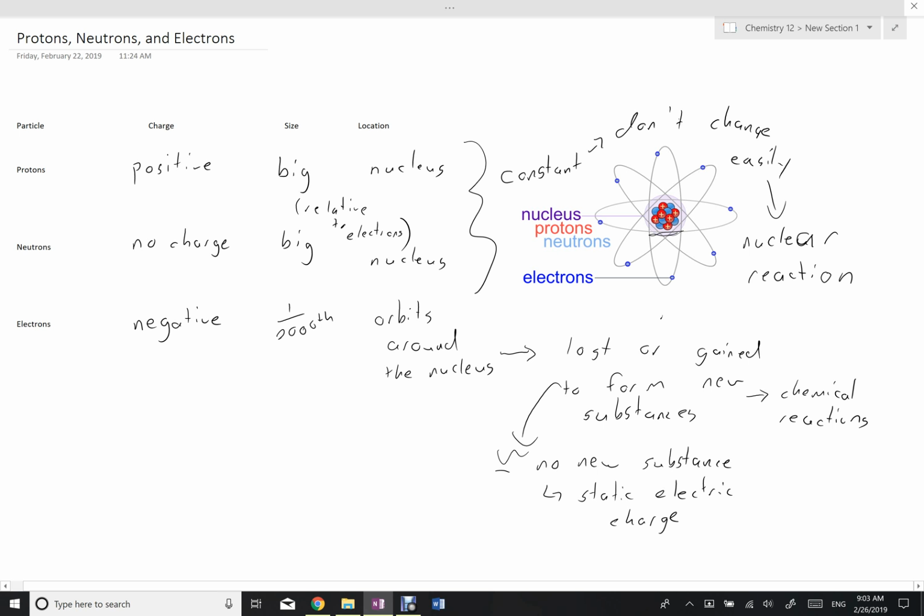So those are the main components of atoms and how they work a little bit.